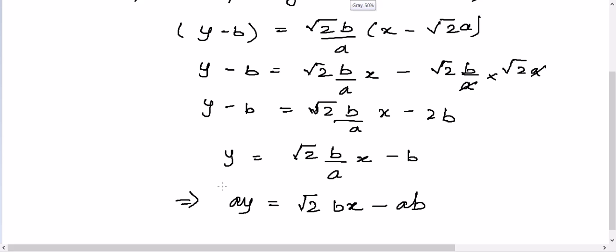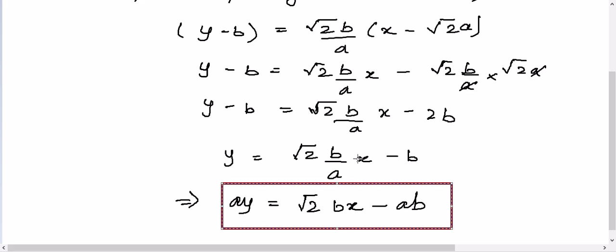Okay, we also need to find the equation of normal. I'll show you the steps for that also. So we'll be using the same slope point form equation, guys. So the equation of normal at this point.